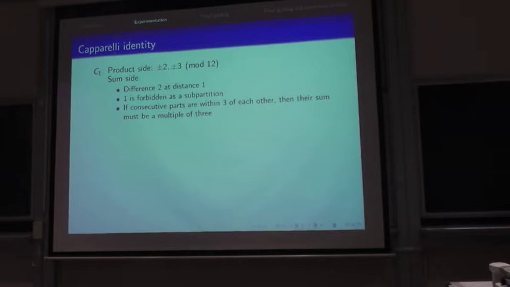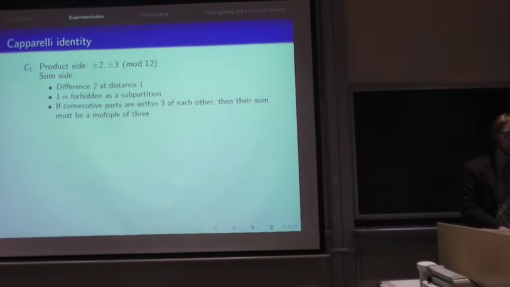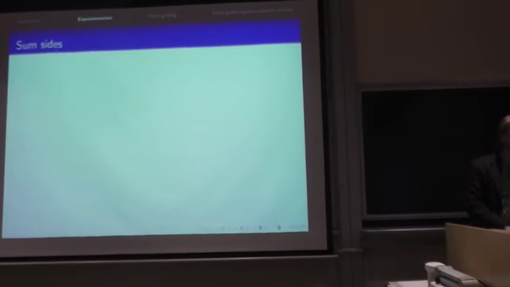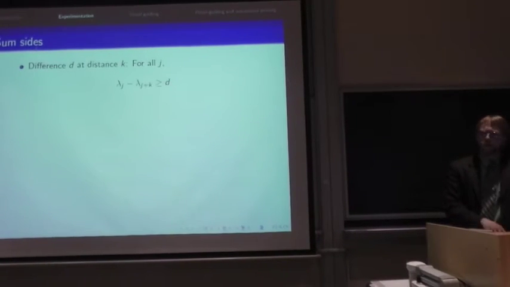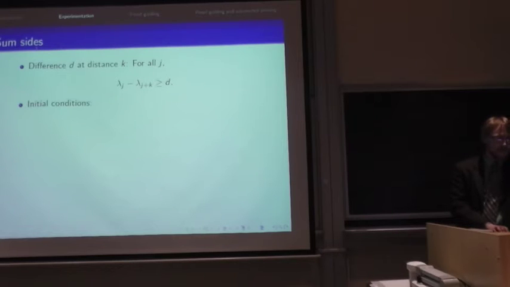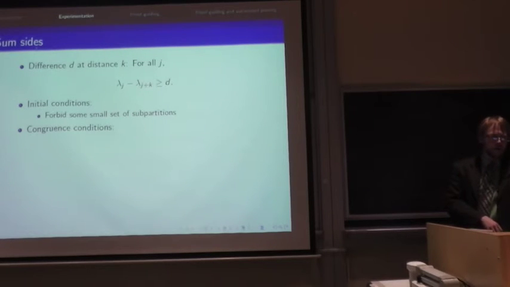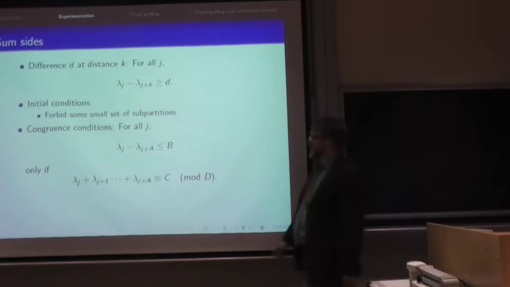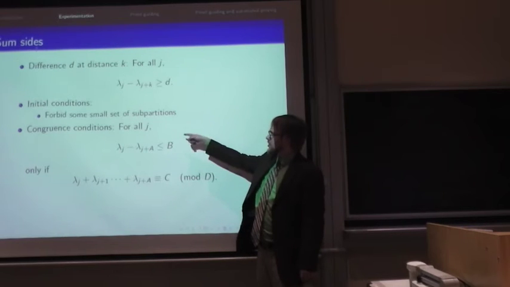This is another way that we see the parts interacting with each other. And so this suggests that we need to rethink what our sum sides look like. We can still keep this difference d at distance k component: for all j, lambda j minus lambda j plus k is at least d. Our initial conditions are still going to be forbidden subpartitions, a small set of them. And we're going to have these congruence conditions. This is the way that I'm going to look at this.